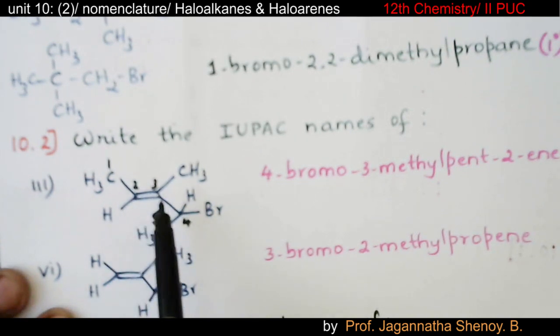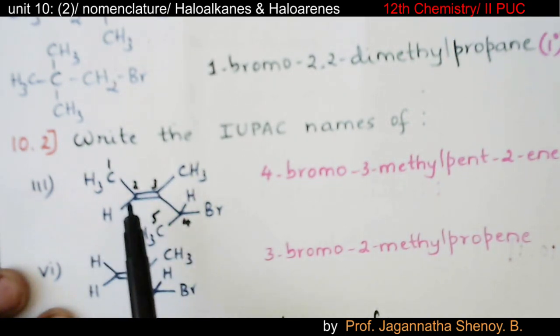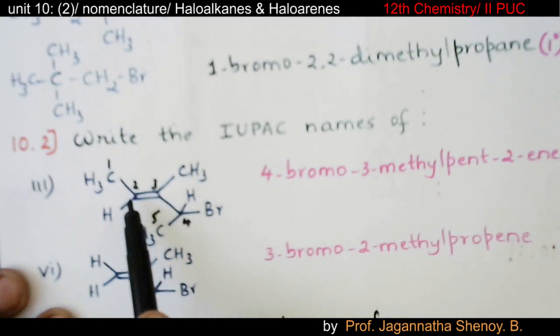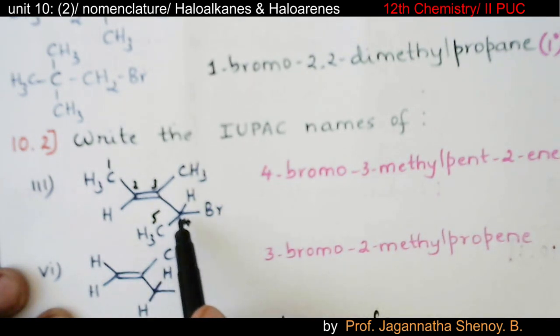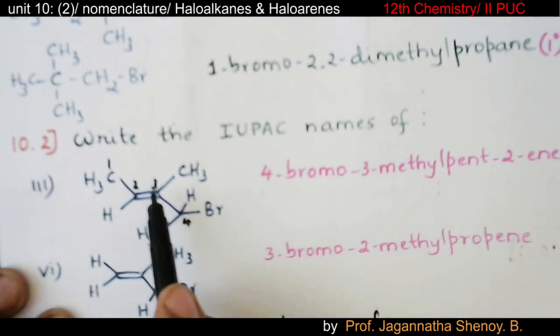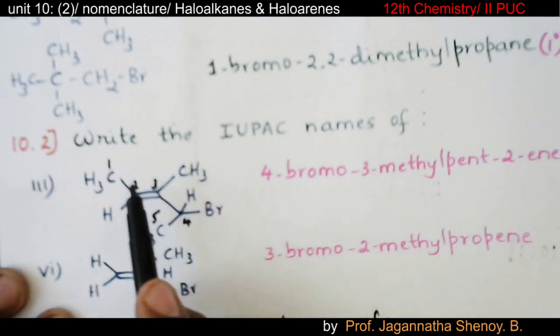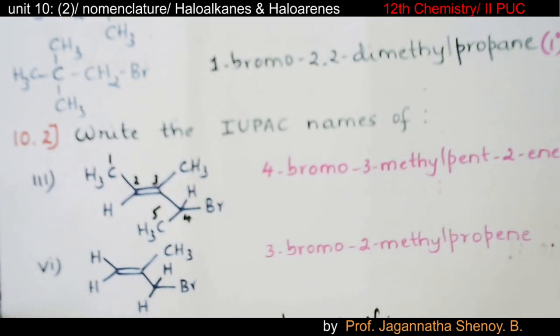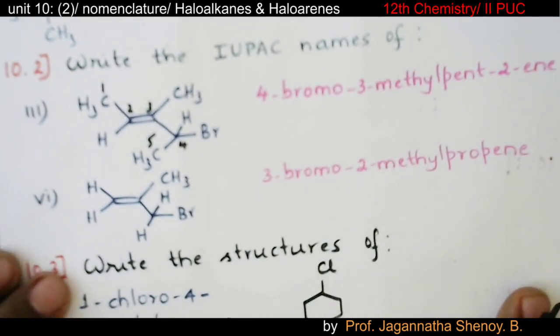So, on the fourth carbon atom we have a bromo group, on the third carbon atom we have a methyl group, and what is the parent hydrocarbon? 1, 2, 3, 4, 5. A pent derivative. After the second carbon atom, we have a double bond, so 2-ene. So what's the IUPAC name of this compound? 4-bromo-3-methylpent-2-ene. I hope you have understood. Moving over to the next example.